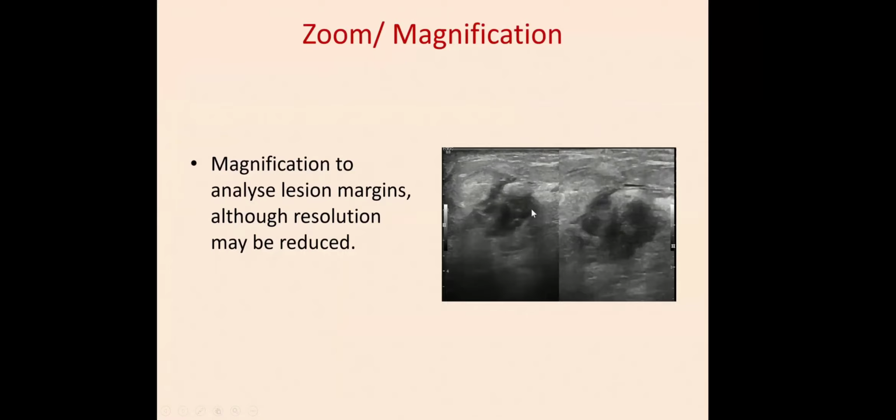In zoom and magnification, once you get any lesion, you see its margin on magnification or after zooming, because it will give you a better understanding of the margin. This is without zoom and this is with zoom or magnification. Although on zooming your overall resolution is reduced, you can nicely see the margin. See here the margin is not so well delineated, but here you can see the indistinct margin, the irregular margin. Although overall resolution of the image decreases on magnification.